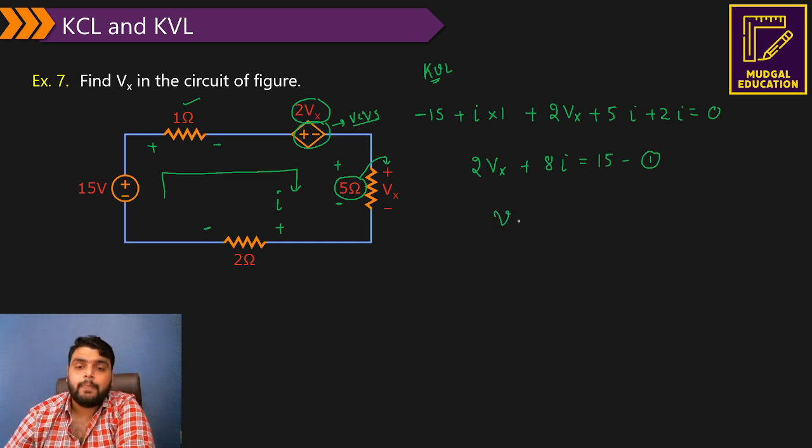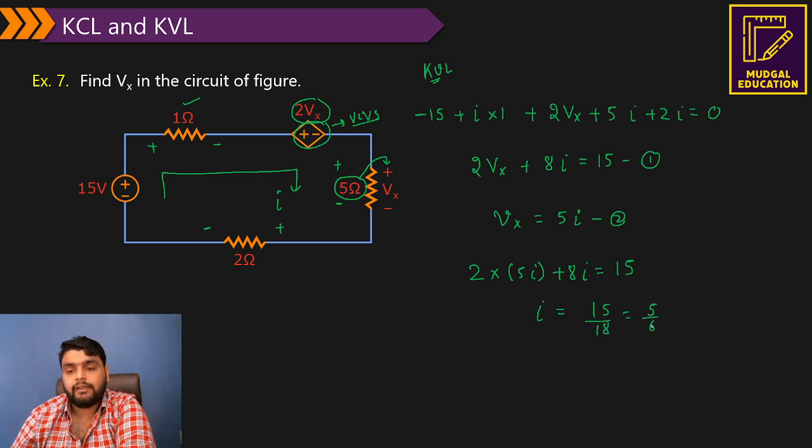So can I say Vx is equal to 5 multiplied by I. This is the second equation. So let's put a volt value here. 2 multiplied by 5 times of I plus 8I is equal to 15. So I can say how much the I here, 2 5 10 plus 8 18, 15 by 8. If you cancel by 3, it comes out to be 5 by 6. Now what is Vx? 5 multiplied by 5 by 6, it will be 25 by 6 volt.